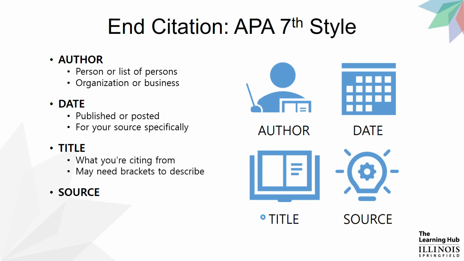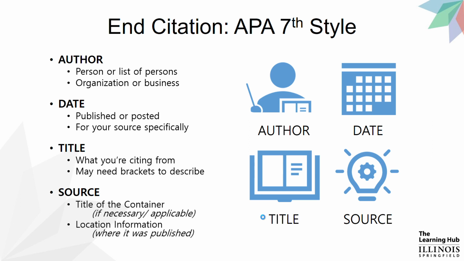The title is what you're actually citing from, and if you're citing from something that is particularly unique, you might need to use brackets at the end of the title to describe it. So for example, for a video or a podcast episode, you would, in quotation marks, give the name of that video or audio file, and before that period at the end of that title, you would in brackets say something like podcast episode or YouTube video. And then lastly, we have the source. This is similar to the container publisher information on the MLA side. So this includes the title of the container and then where that container lives or where in the container this source lives. So location information.